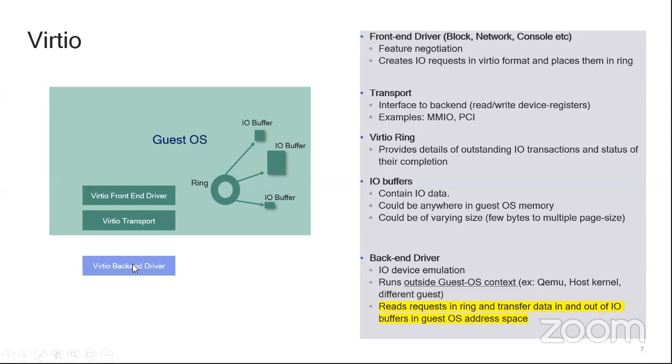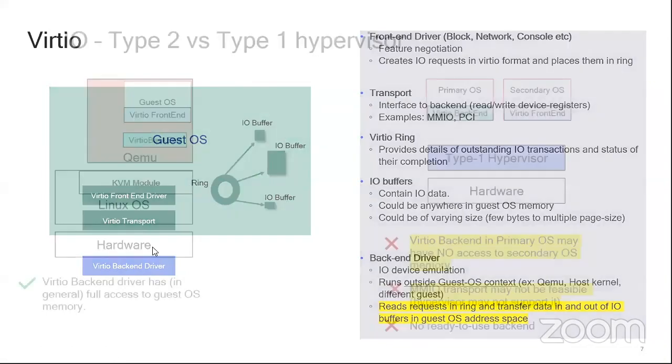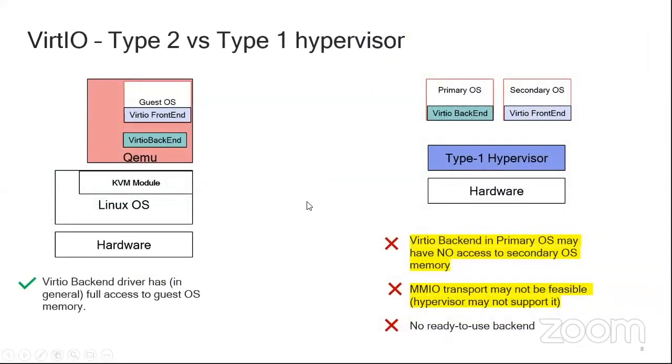And the backend typically needs to access these I/O buffers. This kind of summarizes the problems that we had when implementing Virtio on a Type-1 hypervisor.